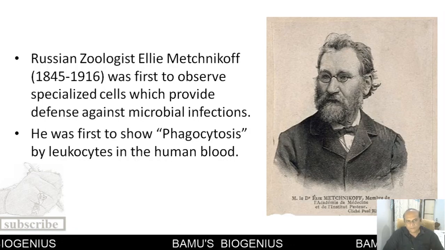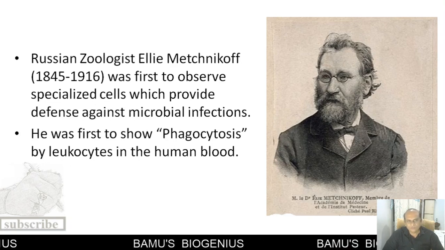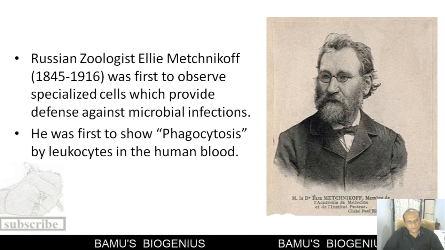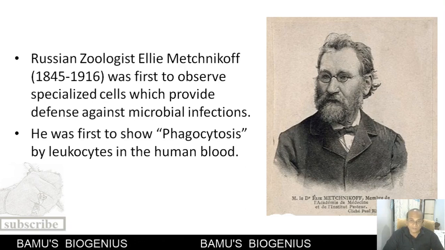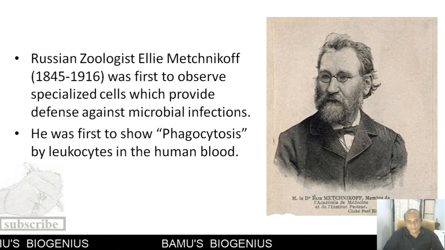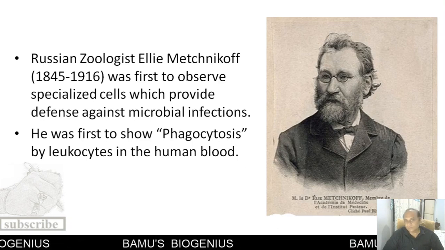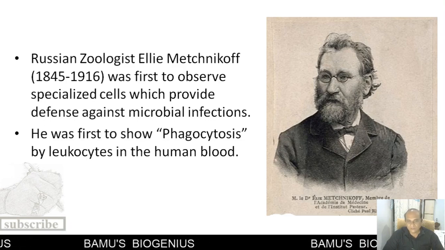Now when we talk about the history of the innate immune system, the first scientist that comes to mind is the Russian zoologist Ilya Mechnikov. He was the first scientist to observe specialized cells acting against microbial infection, or acting against the microbes. He was also the first to identify the phenomenon of phagocytosis by leukocytes in human blood. That's why he is considered a pioneer of the innate immune system.